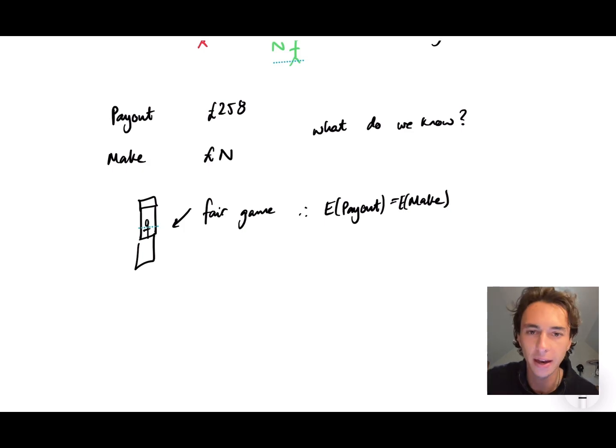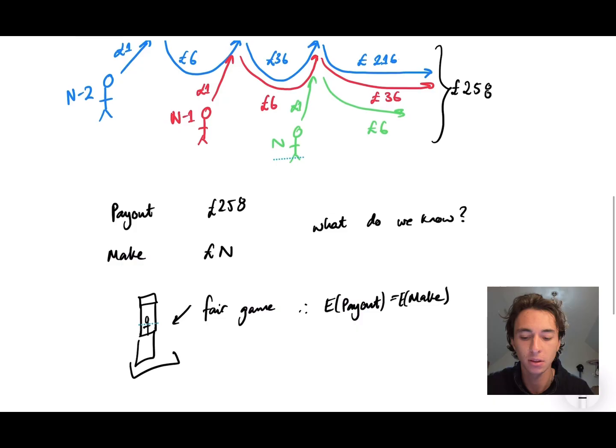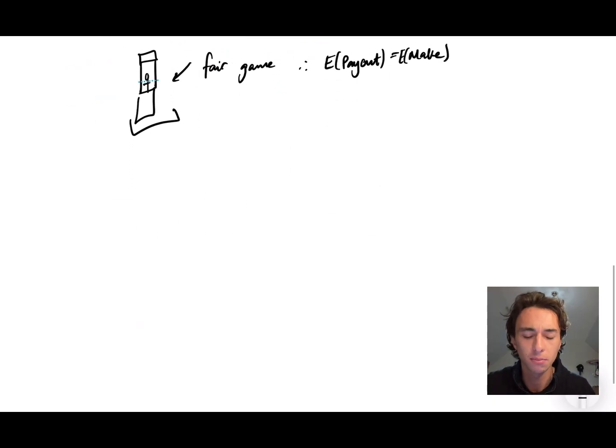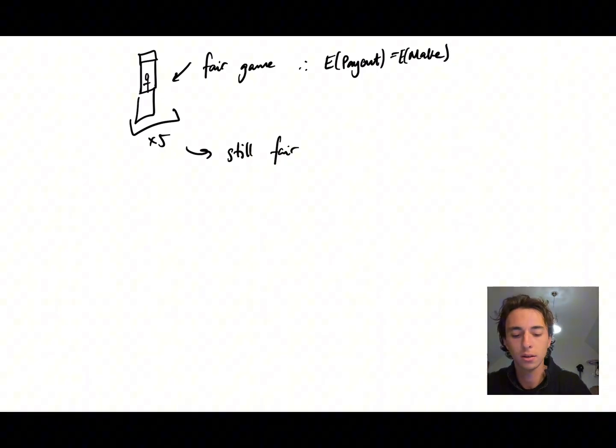The question we have, and what seems like should work, is that we can then extrapolate that because each stall is a fair game, we can then say that playing this game 5 times is still fair. Seems fair enough. Playing it N times is still fair.